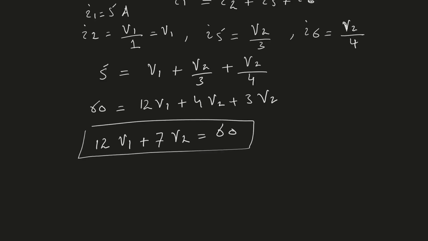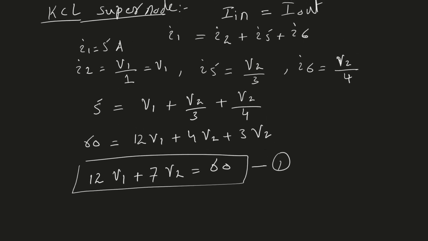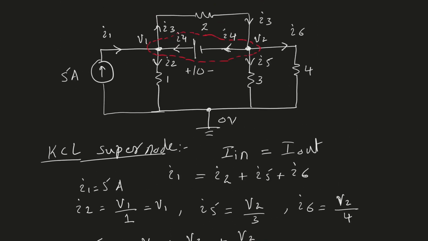Now this is my first equation that I got from the supernode. And V1 and V2 are the two unknowns that are involved. To solve this circuit, because we have two unknown voltages, V1 and V2, we will need two equations. But we have already used both of the nodes and got one equation. The second equation is very easy to see, it is already given to us by this voltage source, because this voltage source is actually telling us the relation between V1 and V2.